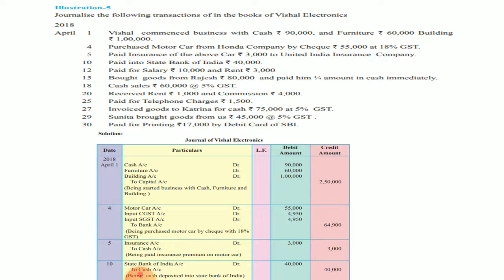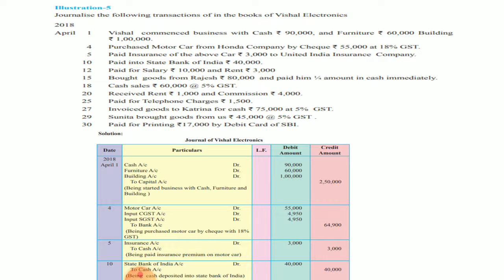Then on April 5th paid insurance of the above car rupees 3,000 to United India Insurance Company. So they have paid insurance. Here they have not mentioned anything, so we have to consider that it is paid by cash. Then paid into State Bank of India rupees 40,000. Paid means we have deposited the amount into State Bank of India.